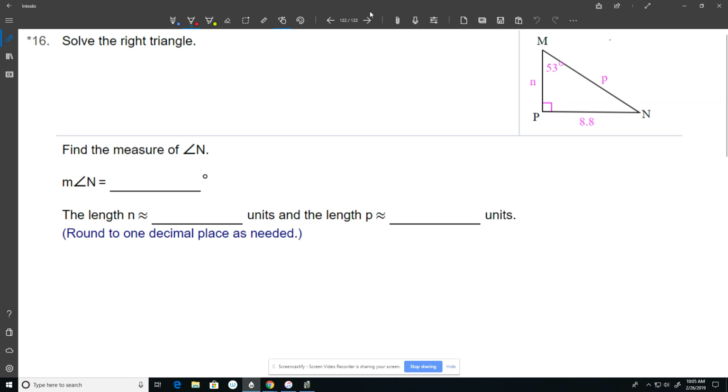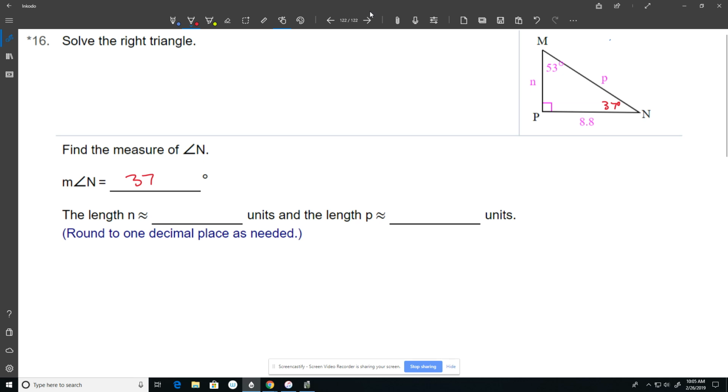And 16, solve the right triangle. So it wants us first to find angle N, which is this angle right here. Well, I know that this is 90 and this is 53, and the angles of a triangle add up to 180. So that means these two have to add up to 90. So this angle right here has to be 37 degrees. So N is 37 degrees, not too much math involved with that one.